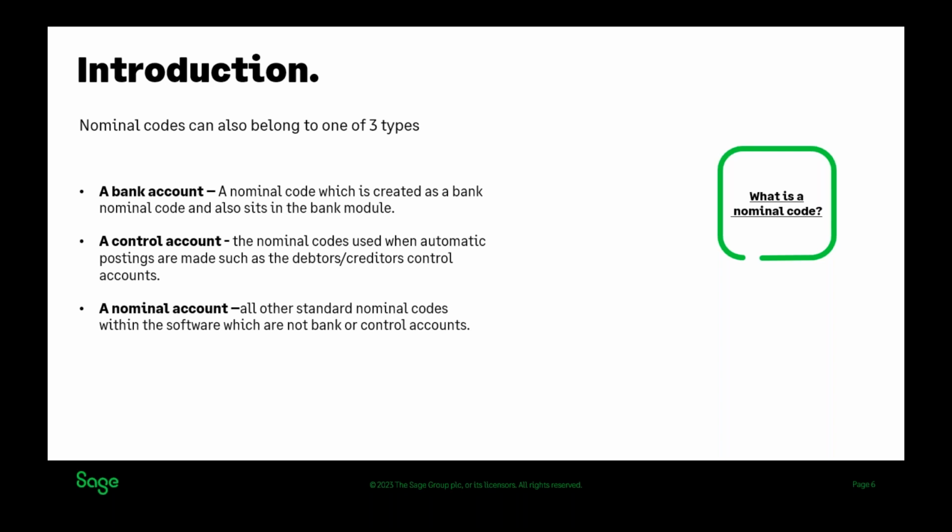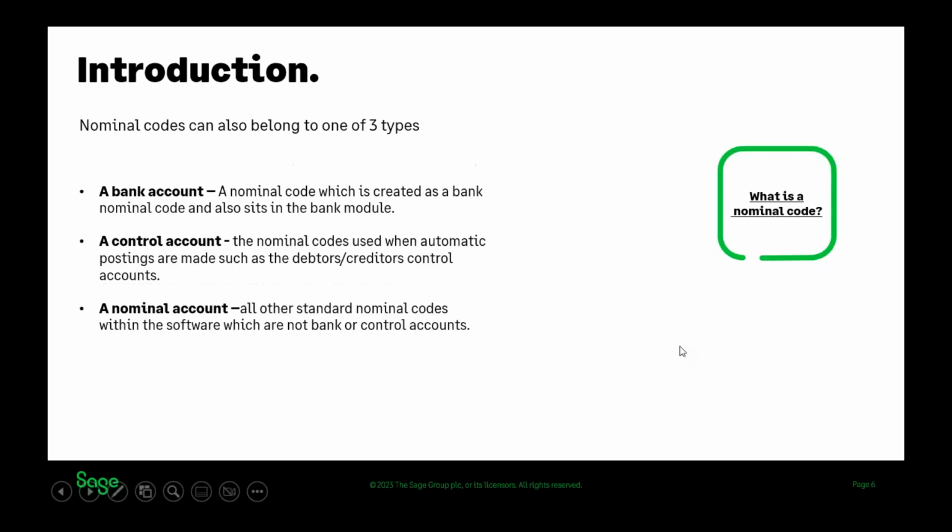And then finally, we have the final type. And this is just a plain standard nominal account. And this is all of the other codes that aren't a control account and aren't a bank account. So you'll find that a lot of your nominal codes are just the standard ones.